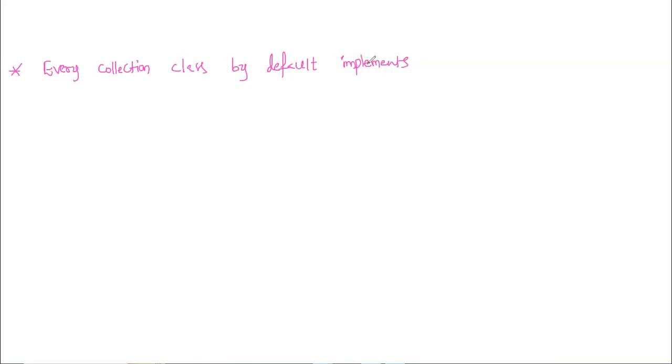two interfaces. Anybody aware of them? Every collection class implements two interfaces. One is the Serializable interface, and one more interface, Cloneable. These are the two interfaces which are implemented by default by every Java collection class.